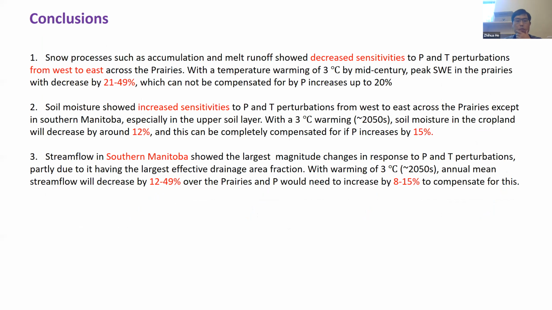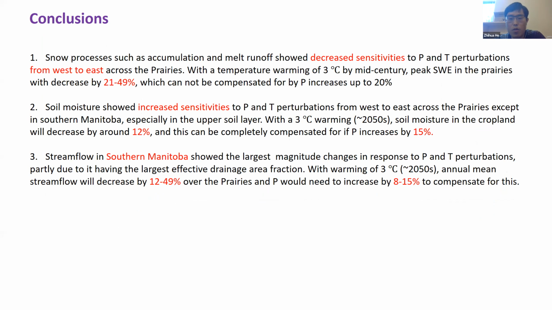So then we have the conclusion here. Those slow processes, such as the snow accumulation and the melt runoff, show decreased sensitivities to precipitation or temperature changes from the west prairies to the east prairies.